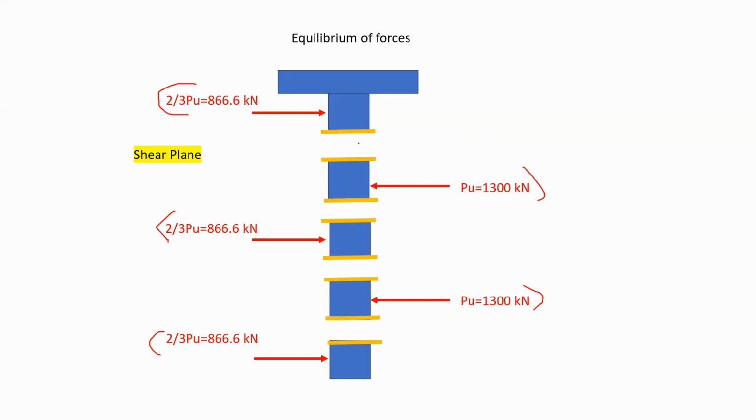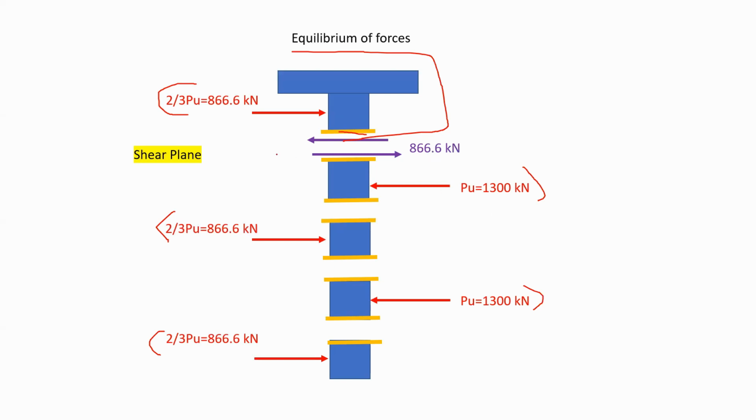Now I would like to find the force on each shear plane. So if we consider the first part in here, if you had 2/3 PU applied in this direction, what force should you have on the shearing plane in order to satisfy the equilibrium? Of course, it would be the same value, but opposite in direction. Therefore, this would be 866.6 kilonewtons. Now, this shear force would be opposite in direction when you consider the other piece. So it would be the same value, 866 kilonewtons.